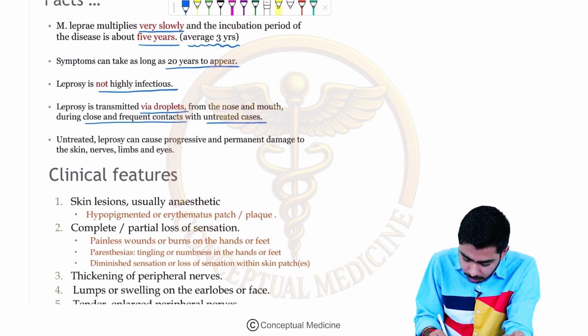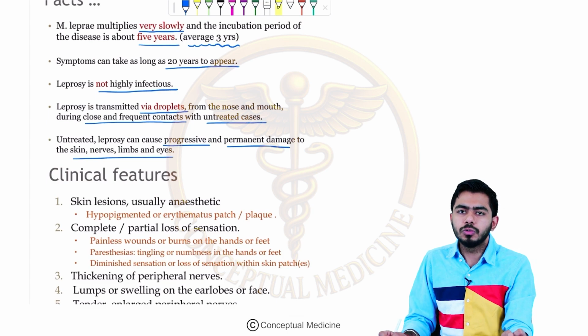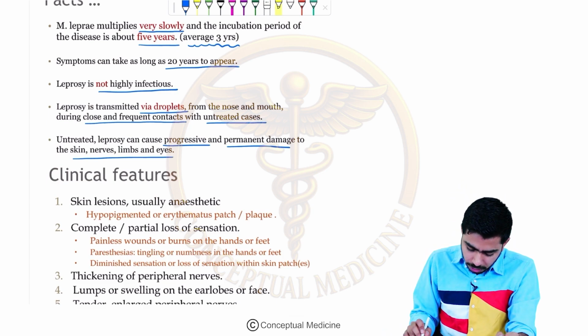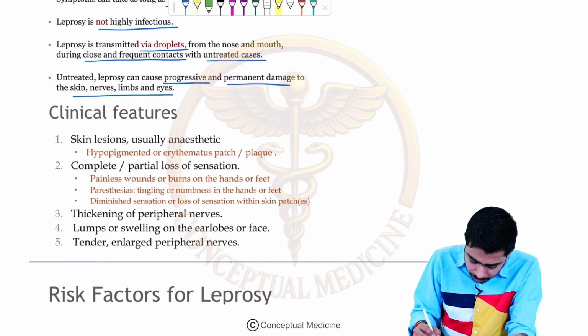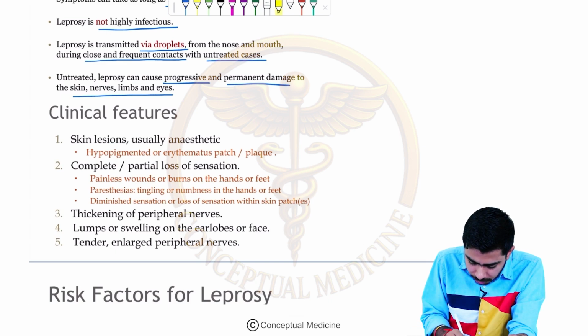Untreated leprosy might cause progressive and permanent damage to the skin, nerves, limbs and the eyes. That is a very important point, and I told you that it can involve the Schwann cells and the reticuloendothelial system. Okay, what could be the clinical features, guys? Clinical features: there could be skin lesions, a very important feature, please remember this.